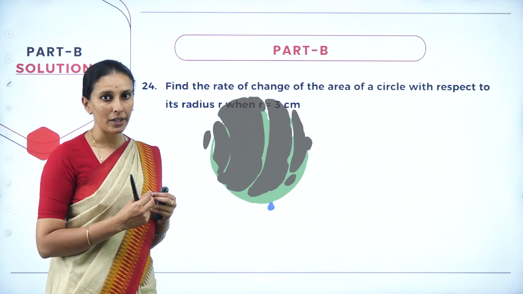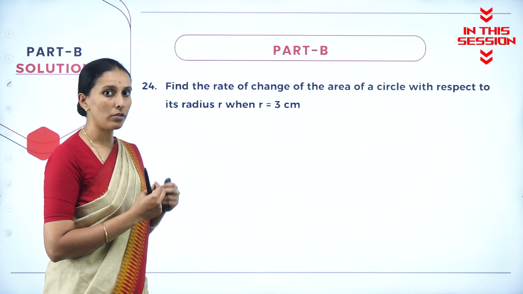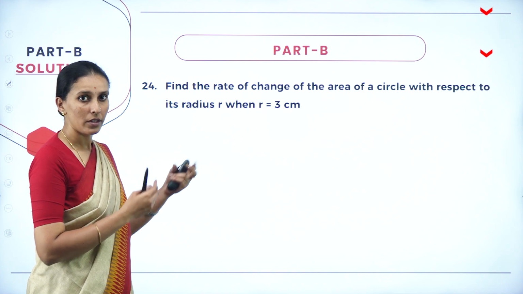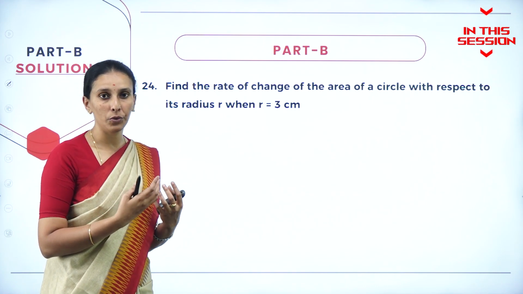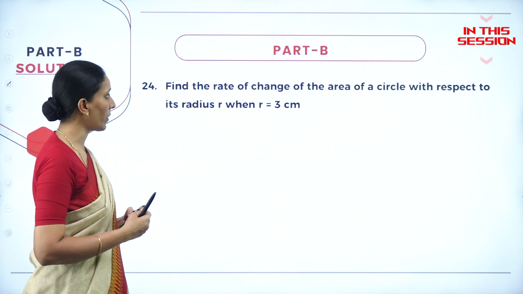From the chapter application of derivative, you will get two questions. One question is from the rate of change. So the area of a circle, or the volume of a cube, are the kind of questions you can expect here.